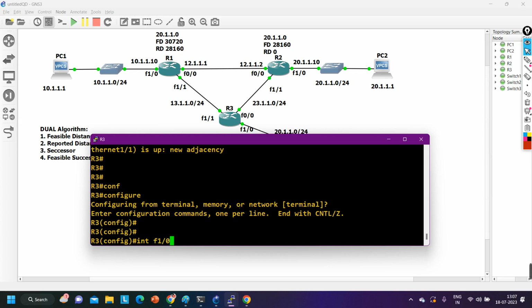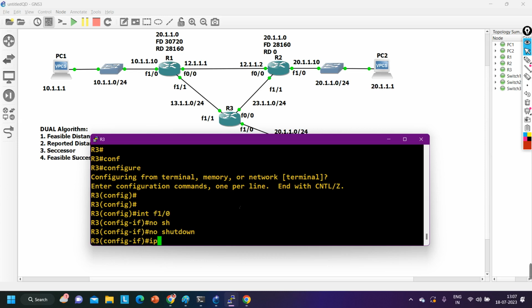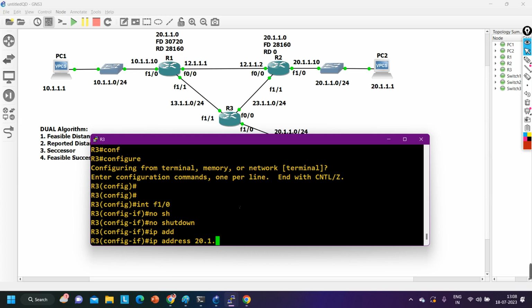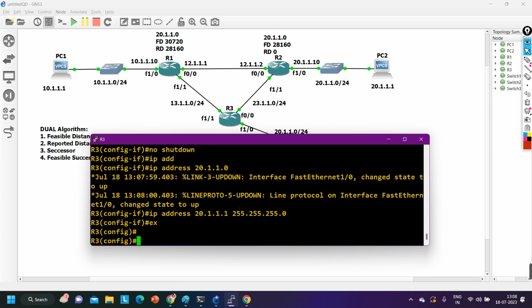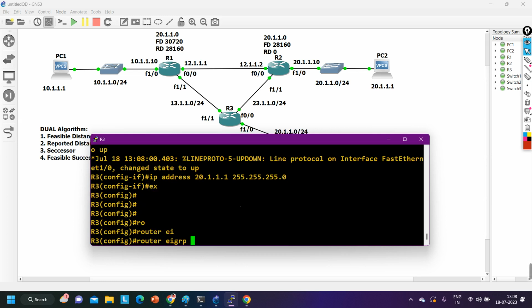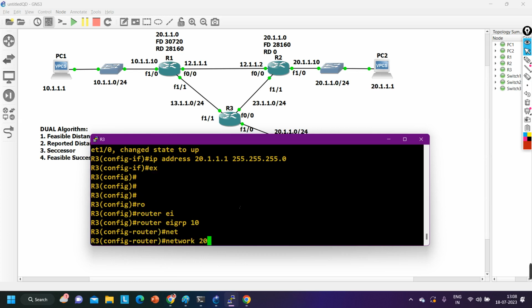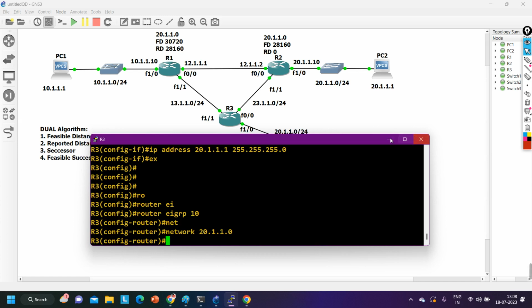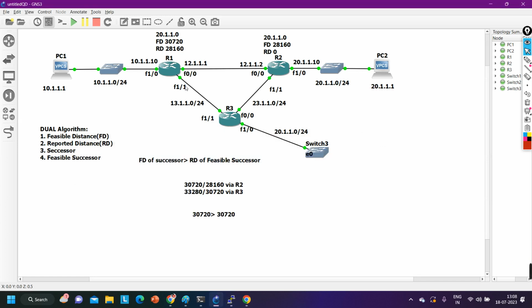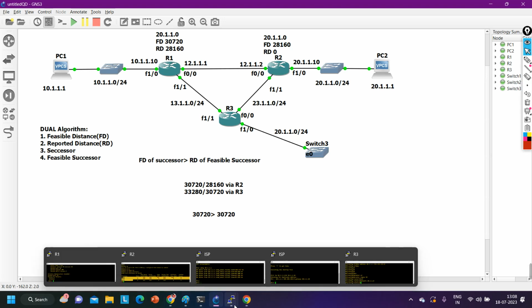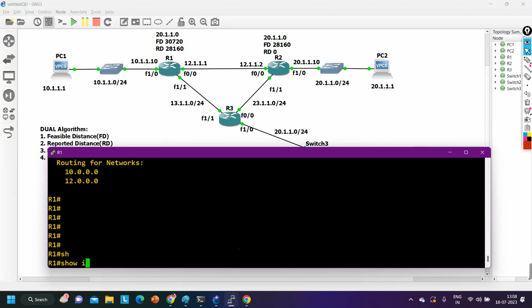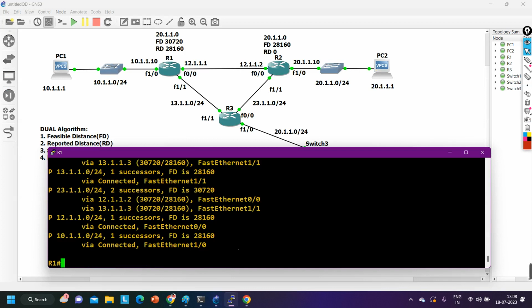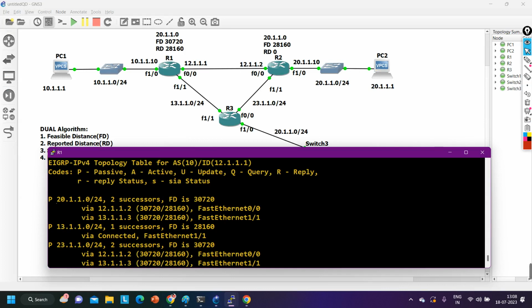directly I can configure the IP address on this interface f1/0. Interface f1/0, no shut, and the IP address is 20.1.1.1 and 255.255.255.0. Exit, router EIGRP AS number 10 and network 20.1.1.0. So now I have advertised the 20 network on router 3 also. If you want to see the routing table of R3 or the topology table, show IP EIGRP topology. Now you can see the 20 network.